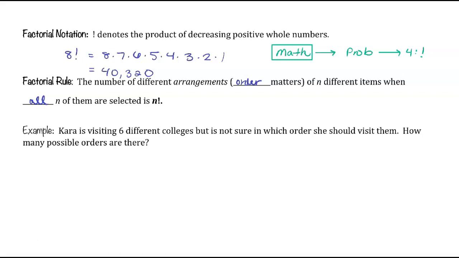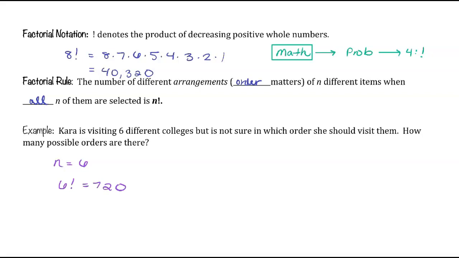Notice that we have 6 different items, so n is equal to 6, and we're going to select all 6 of them. She's going to visit all 6 colleges. We simply want to know how many different arrangements or orderings there are. And using the factorial rule, we know that there are 6 factorial, or 720 possible orders that she could visit these 6 colleges.